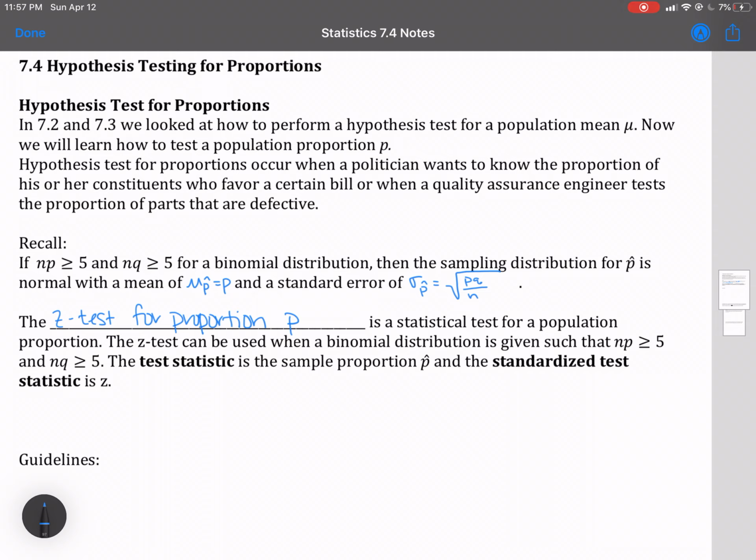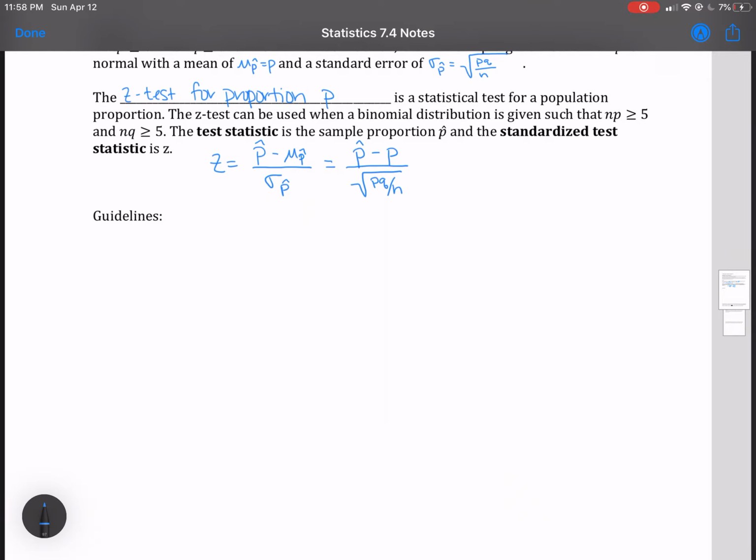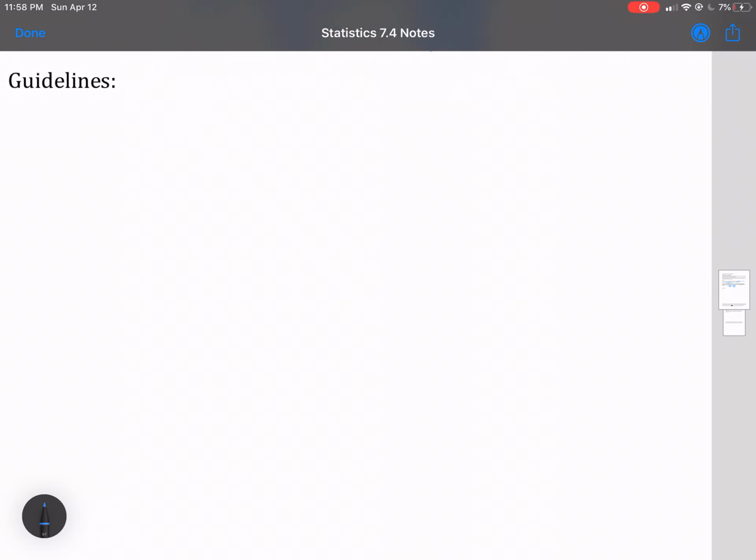So the way we find z, we have a new formula. z equals p hat minus mu of p hat over the standard error of p hat. So we can rewrite that formula with what we know up above: p hat minus p divided by the square root of pq divided by n. Alright, so the nice thing again about hypothesis testing is almost all of these methods are the same. The only difference that really changes is either how we find the critical values or the standardized test statistic.